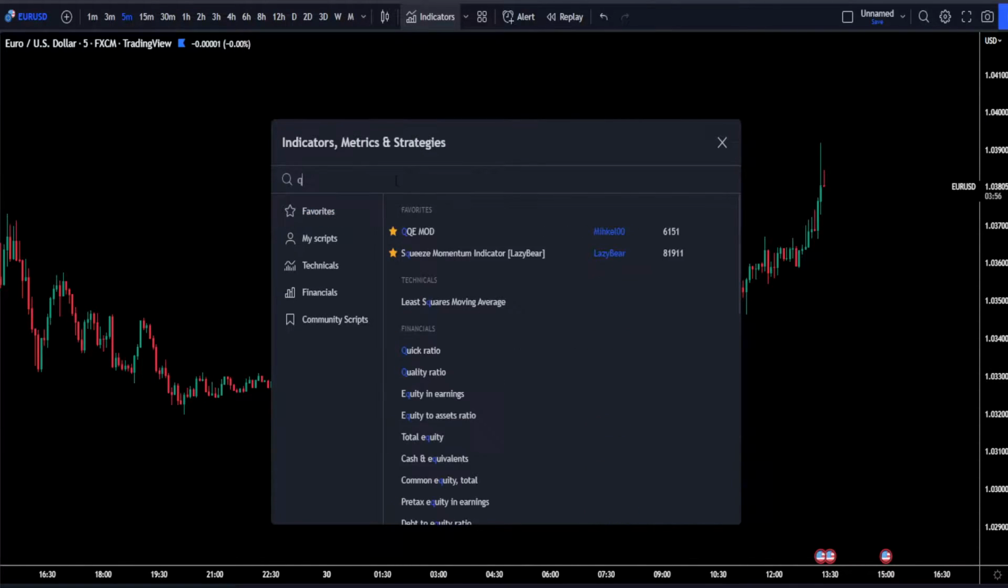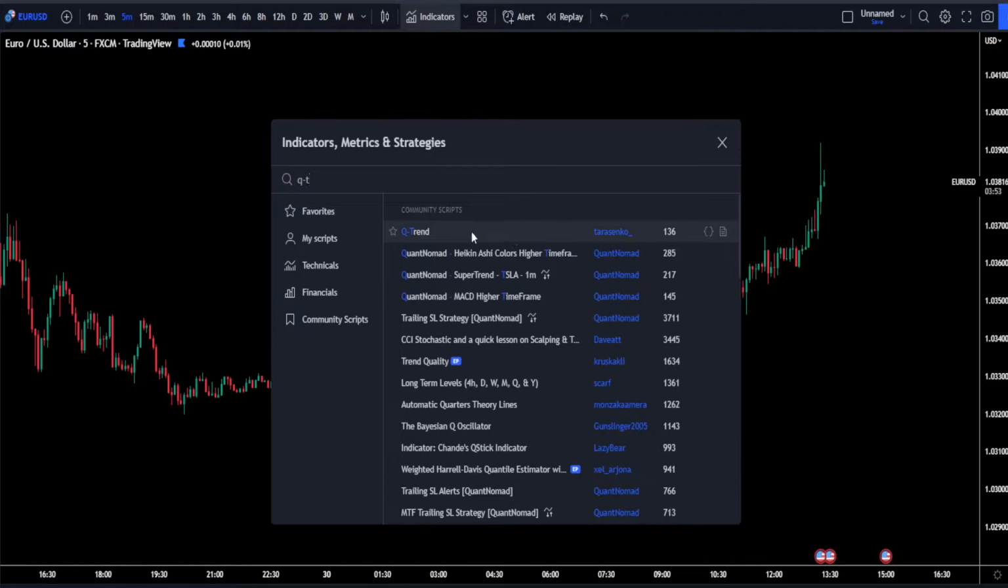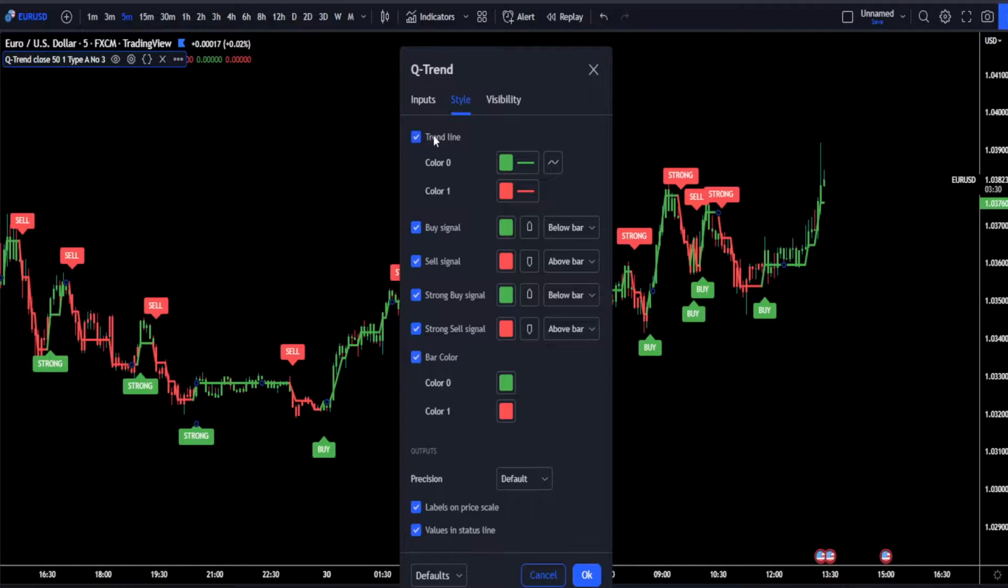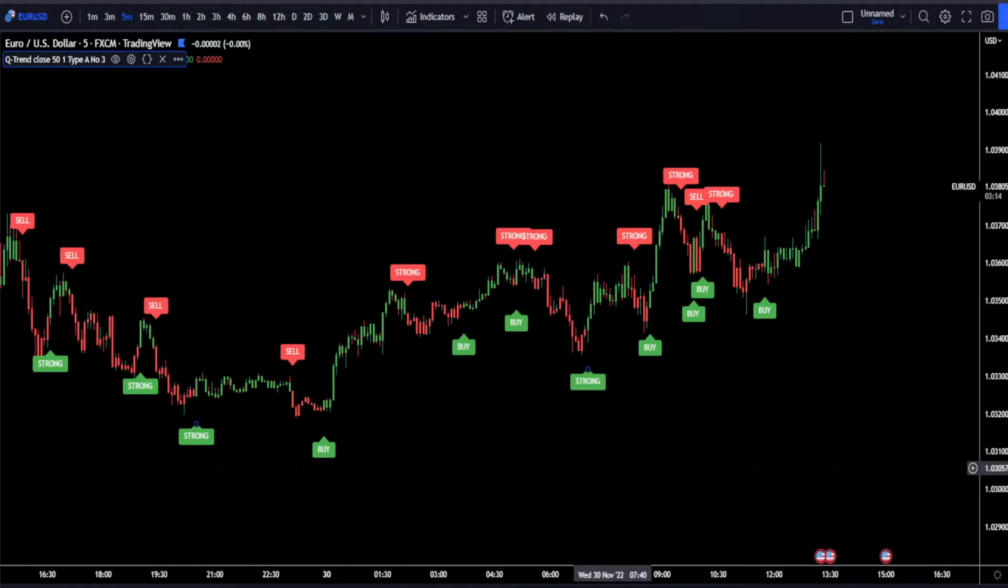For the first indicator, let's search for Q trend, which is this one here. Then we're going to access our indicator settings by double clicking on it. And we're just going to be removing our trend line. This is going to be our main confirmation indicator, and based on these signals, we're going to be placing buy and sell orders.